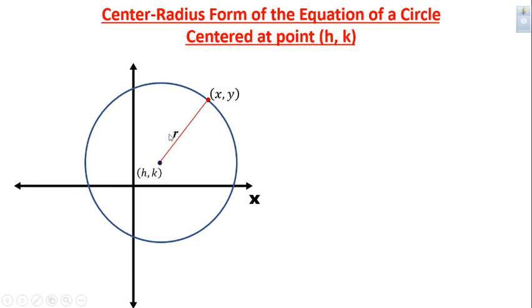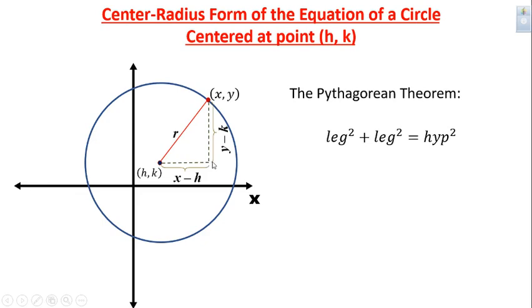Well, that distance from the center is still r, the direct distance, but the horizontal distance and the vertical distance are talking about how far x is from h, that's the horizontal distance, and how far y is from k, which is the vertical distance. So the distance x is from h is x minus h, and the distance y is from k is y minus k. So we have a right triangle again, and the Pythagorean theorem comes into play, but this time the legs are x minus h and y minus k. The radius is still r.